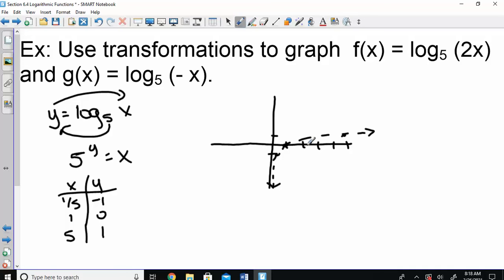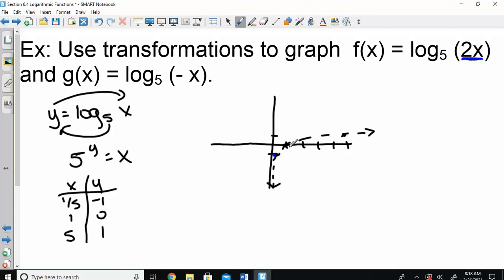Now I have to figure out what these other things are doing. A 2x. We struggled with these a little bit when we did transformations. Anything attached to the x does the opposite of what it says. So instead of multiplying our x's by 2, we really need to divide them by 2. So this point was (1/5, -1). If you divide your x by 2, it's (1/10, -1).